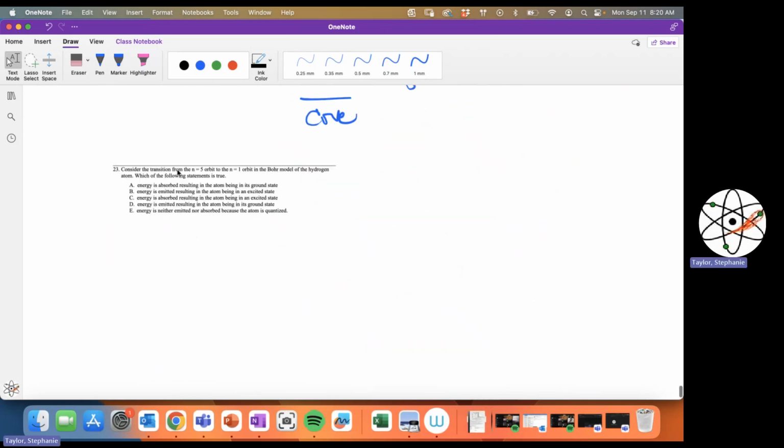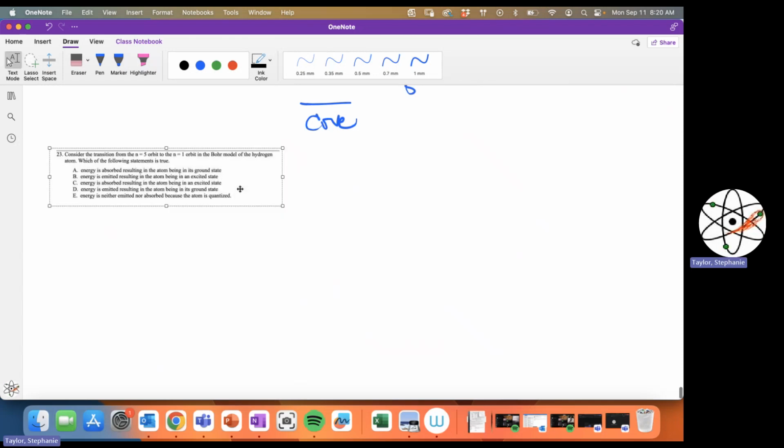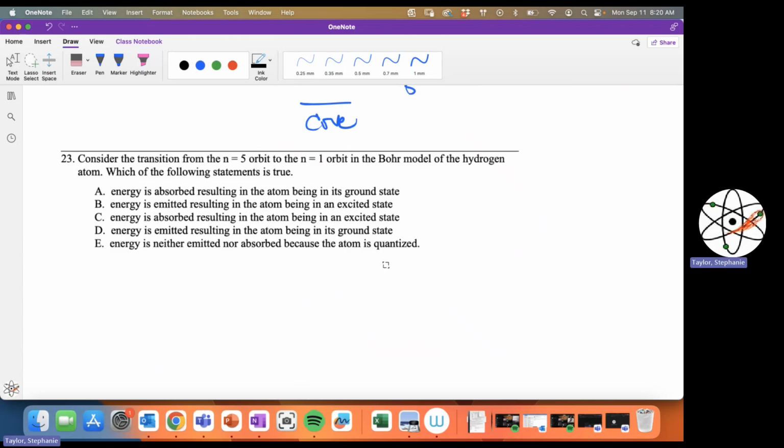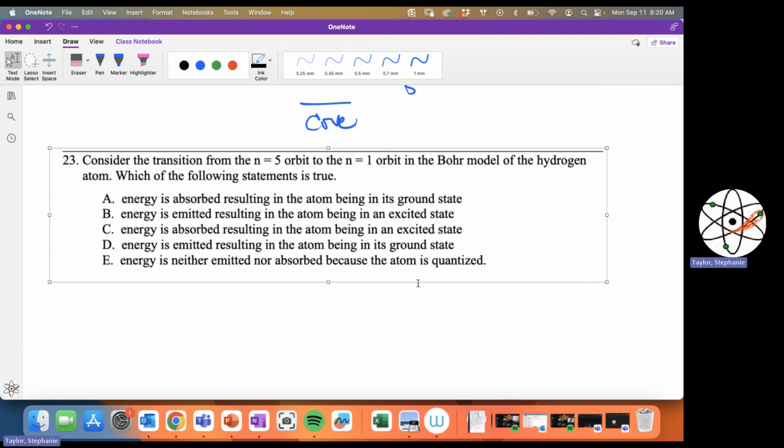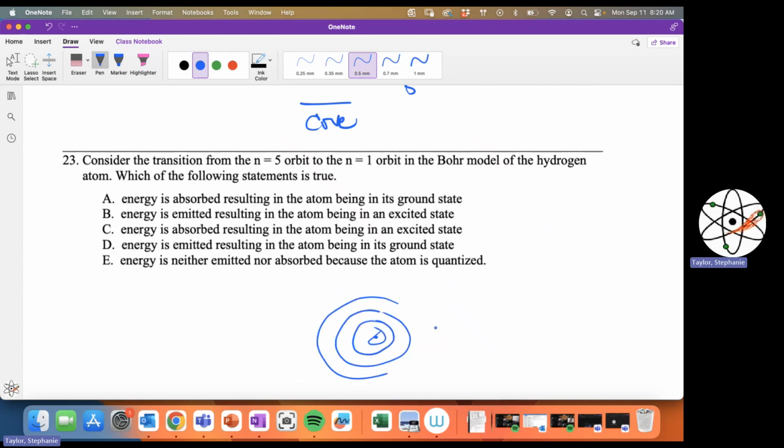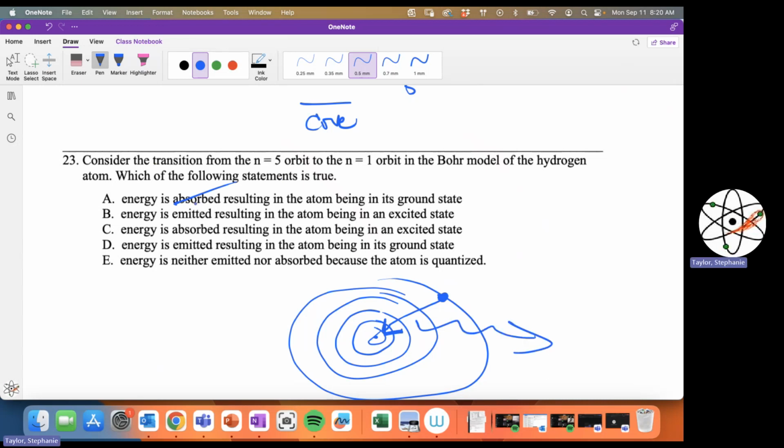Next up, consider the transition from n equals 5 to n equals 1 orbit in the Bohr model of the hydrogen atom. Which of the following statements is true? Okay, so I'm going from n equals 5, 1, 2, 3, 4, 5 to 1. So I go from high to low. Energy is absorbed? Nope. Energy should be released, or emitted. So emitted is right.